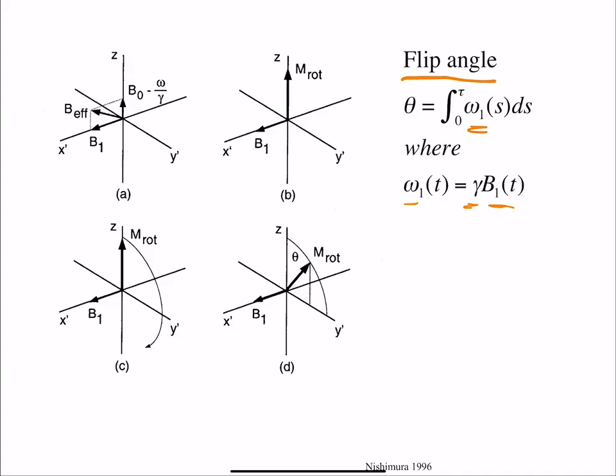So essentially, given any arbitrary waveform, if you just integrate it and multiply it by gamma, you're going to get the flip angle.